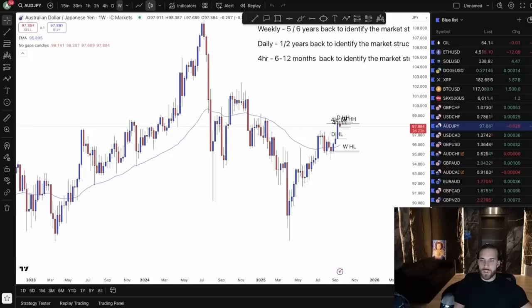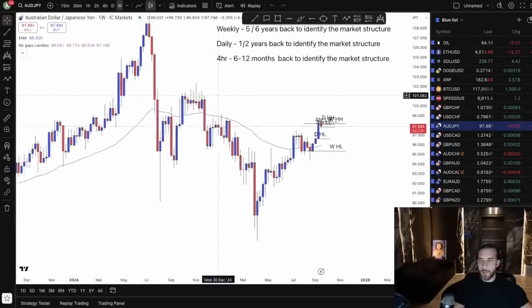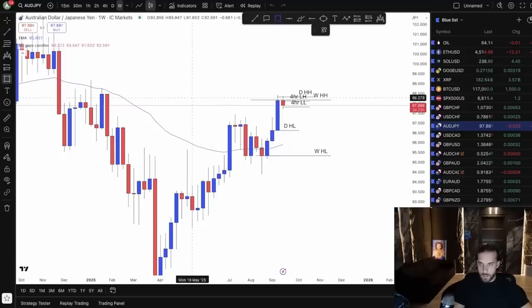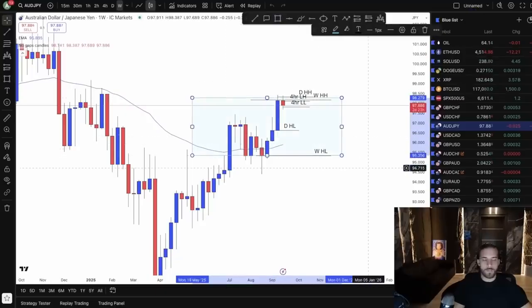But what if I told you that you no longer have to look at any of this stuff? This is all completely irrelevant. All you have to focus on and look at is right here. This is all you really have to look at. Because this is your zone of where you're trading in. You're trading within the higher high and higher low.